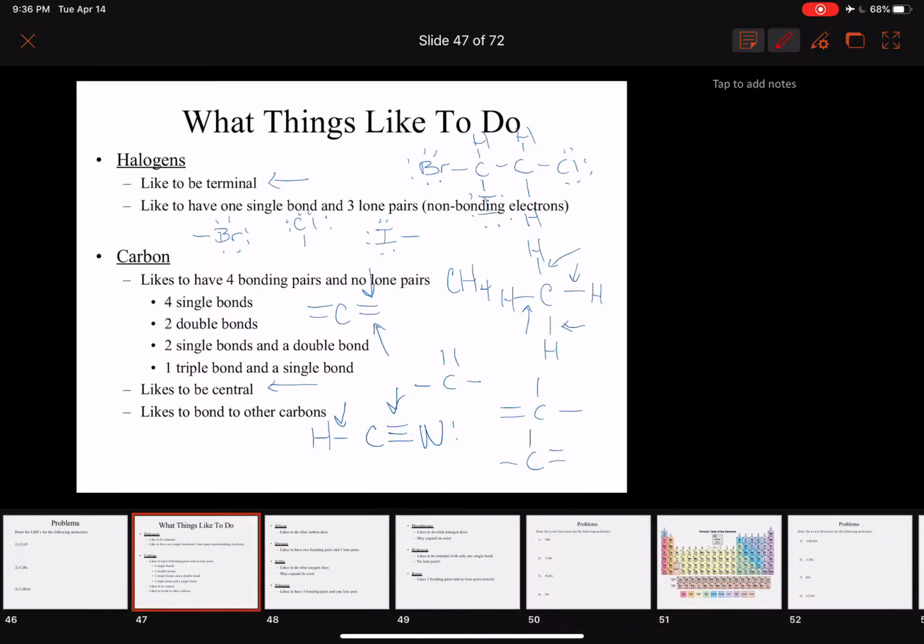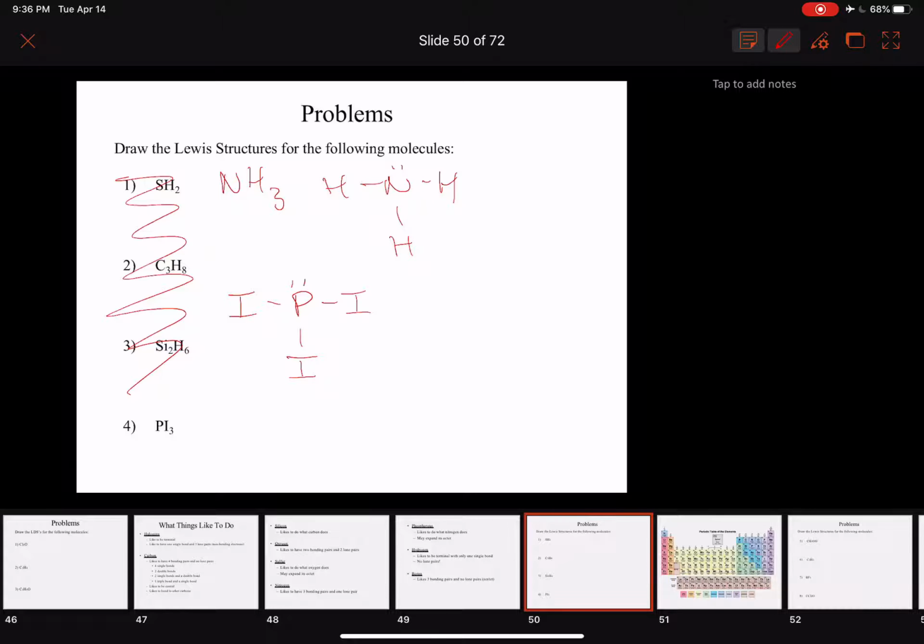And on this slide right here, we said that halogens like to be terminal, and we drew them terminal in PI3, and they like to have a single bond and 3 lone pairs. So they like to look like that, or that, or that, which means that we're going to need 3 lone pairs on each of these iodines if they're going to be doing what they like to do.